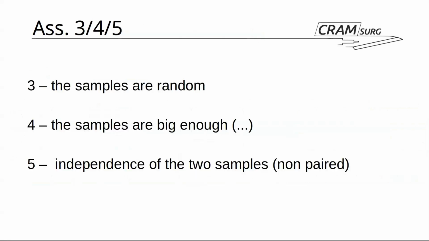There are further assumptions that are probably relatively logical. The samples have to be randomly extracted from the populations. The samples have to be big enough. Now, how do you define big? This is a bit more difficult. If you look around, most of the opinion seems to say that if you have at least 40 observations per group, you should be able to use this test and it should be reliable enough. And the two samples, as we said, have to be non-paired.